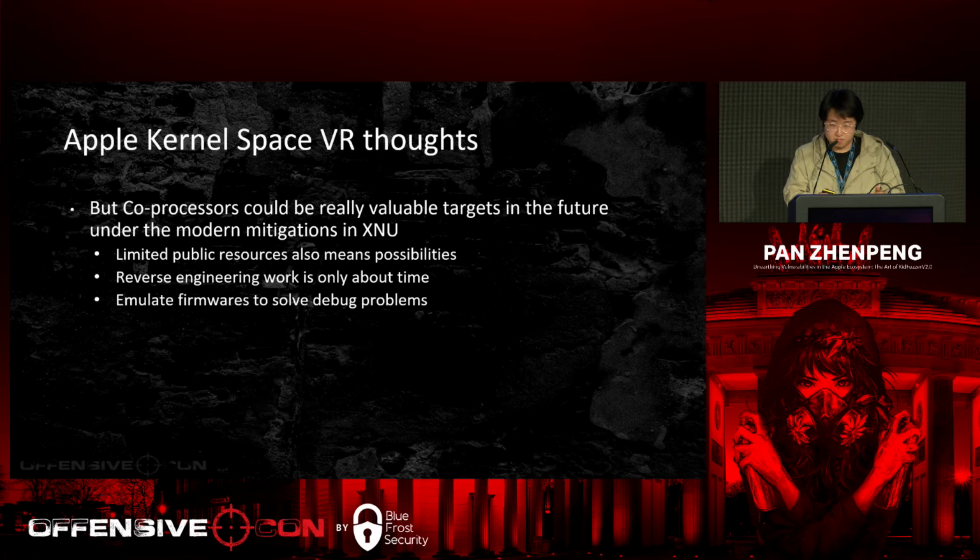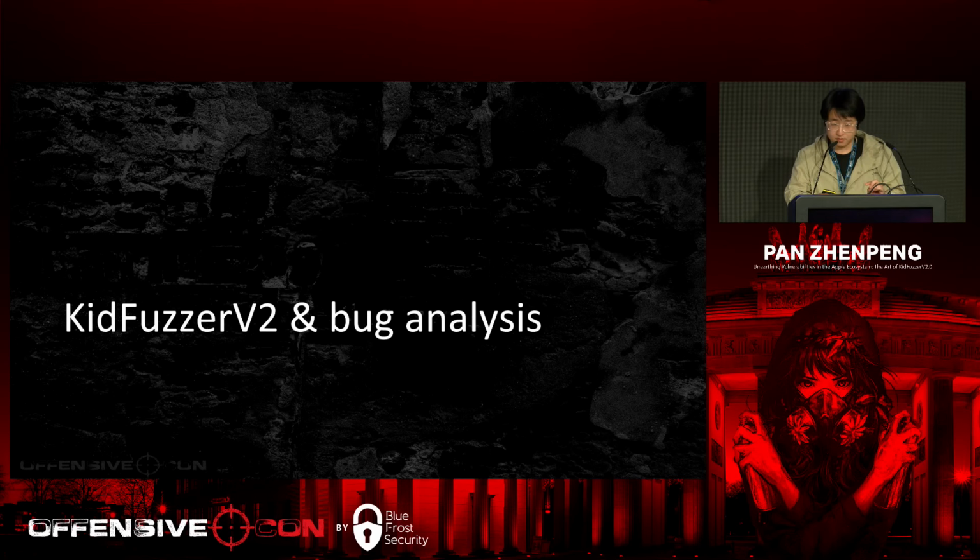But in my personal opinion, I think the coprocessor could be a really valuable target in the future under the modern mitigations in XNU. The limited public resources can mean more possibilities, and yes, the reverse engineering work is tough, but we can finish it in time. We can also emulate the firmwares to solve the debugging problems. And then we begin our fuzzing part.